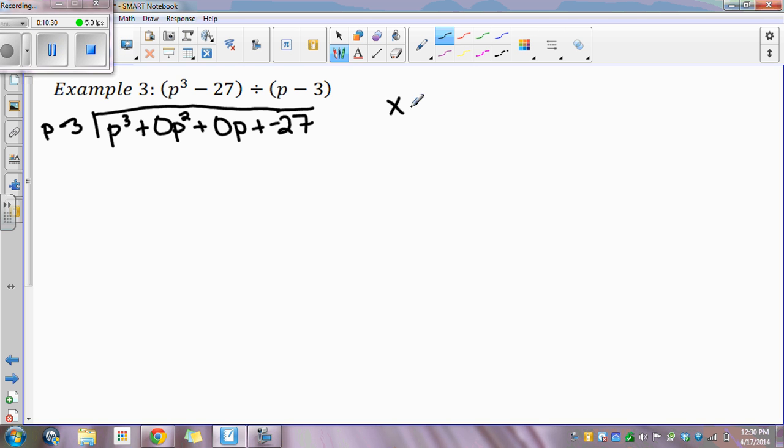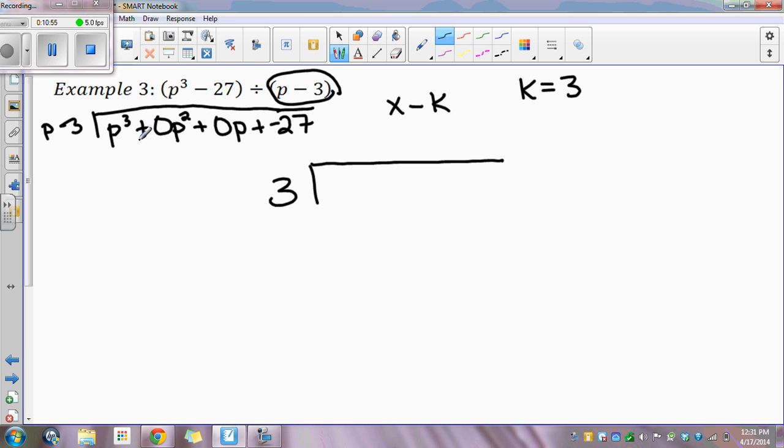So synthetic division, we need x minus k, and when we look up here, p is the same as the x, minus, so k is 3. Okay, now let's set up the problem. We will have a 3 on the outside, that's what we're dividing by. And on the inside, we're going to use everything here to help us set it up correctly. So the coefficient hiding by the p cubed is a 1. There's 0 p squareds, 0 p's, and minus 27 at the end.